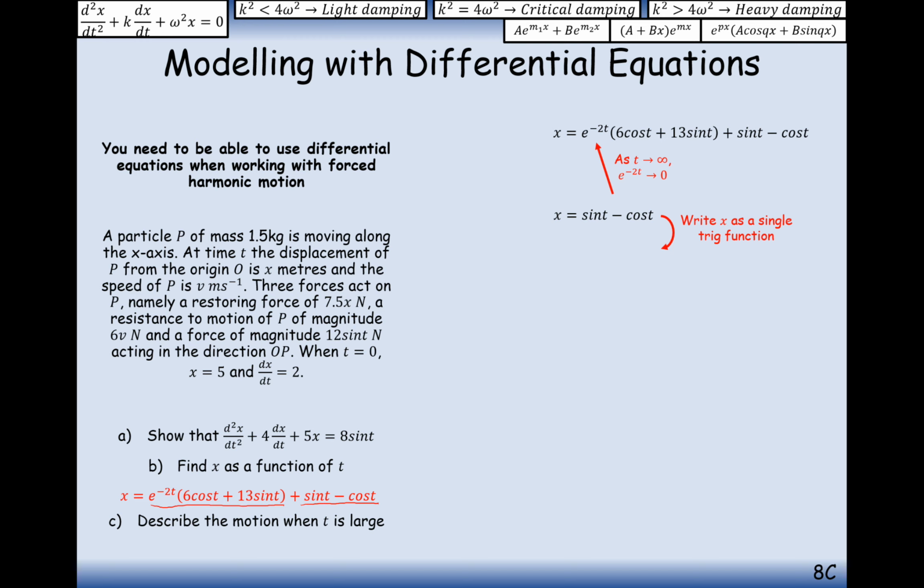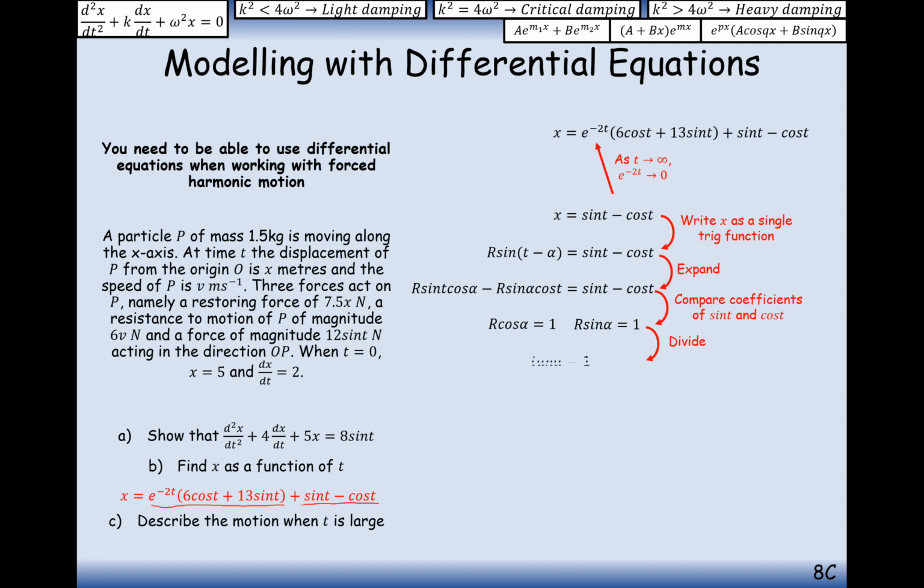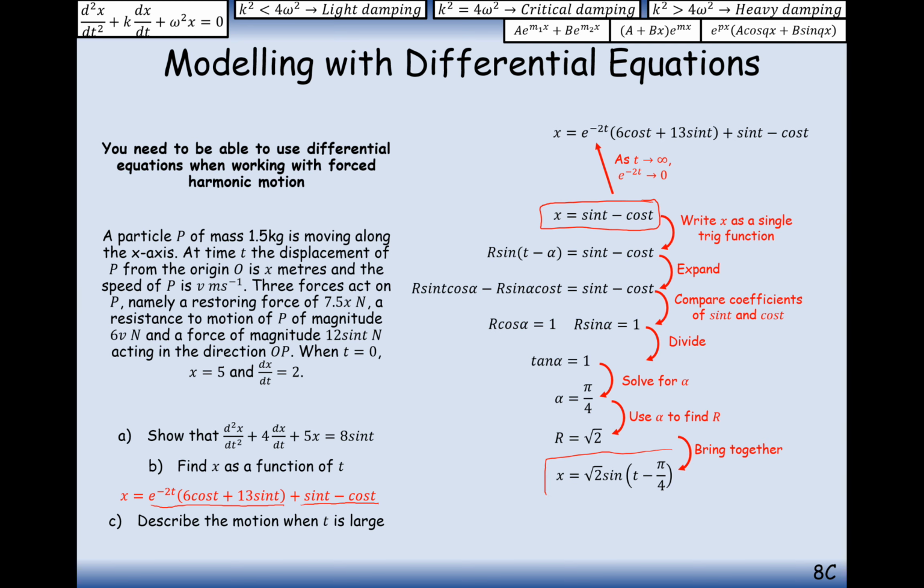So write x as a single trig function. Let's write that as r sine of t minus alpha, so that we can explain a bit more about what's happening when t is large. And we get the relationship x equals root 2 times sine of t minus pi by 4. So when t is large, this is another way of representing this function. Once we've turned it into this form, we've got more information about what it's going to do as it oscillates.